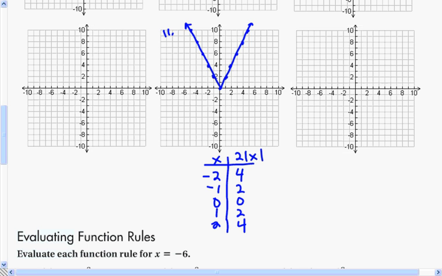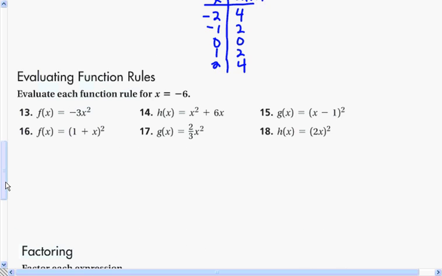All right, evaluating function rules. All that means is we are going to substitute in x equals negative 6 into the function to get the output. So negative 6 is our input. I'll do number 17 here. So we're trying to find g of negative 6, and to do that, all we have to do is substitute negative 6 for x. Again, I'm going to use parentheses.